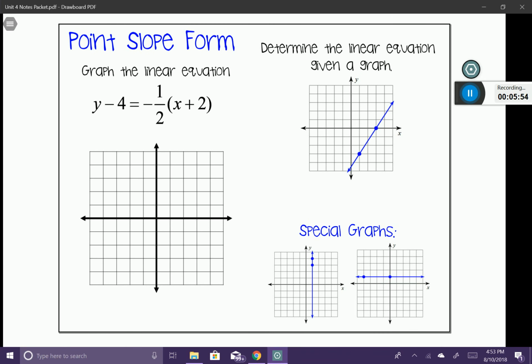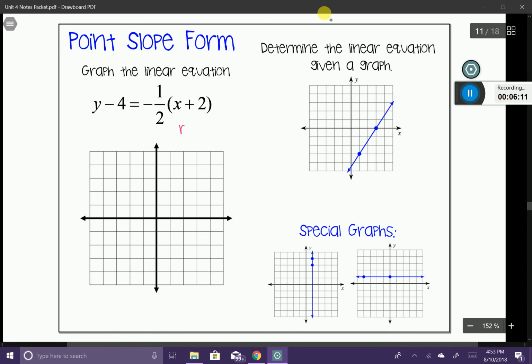You might be thinking, well, just like slope-intercept form, if I had a point and I had a slope, I could graph it, right? The point being the y-intercept and the slope being the slope. Well, it works the same way here. We need a slope and a point. So let's go ahead and identify the slope first. Our slope in this problem is going to be negative 1/2.